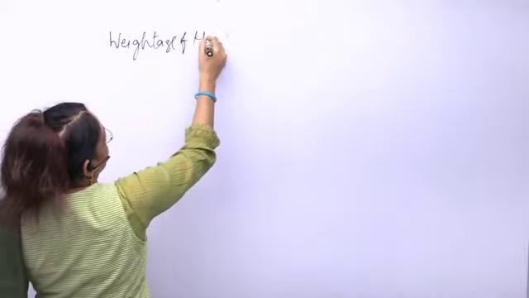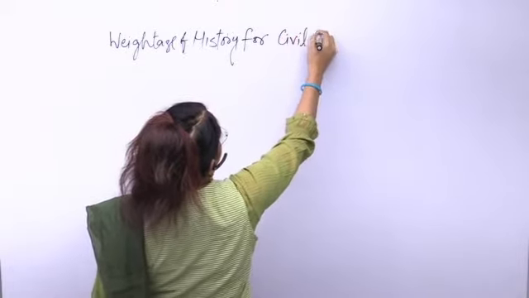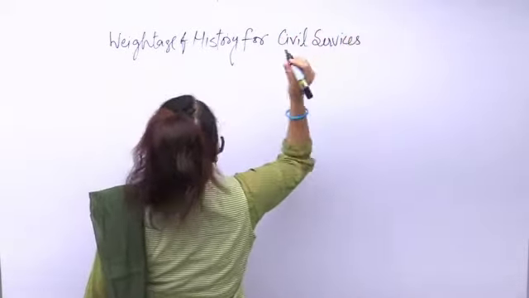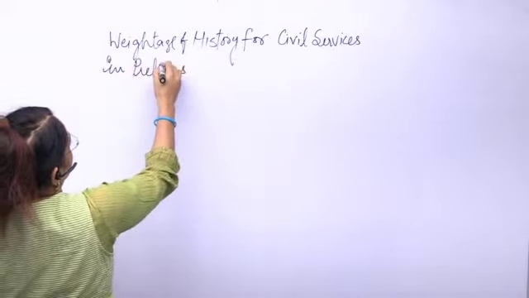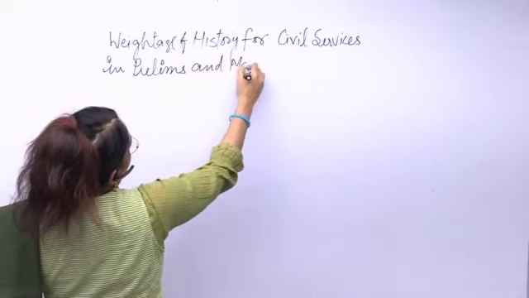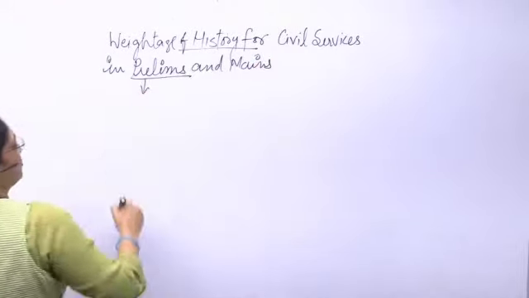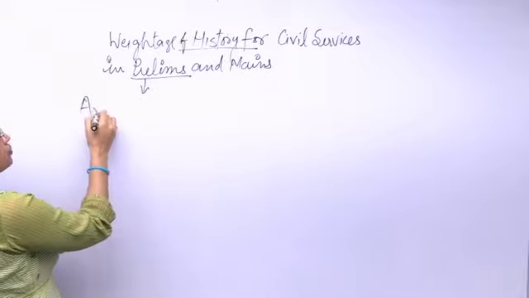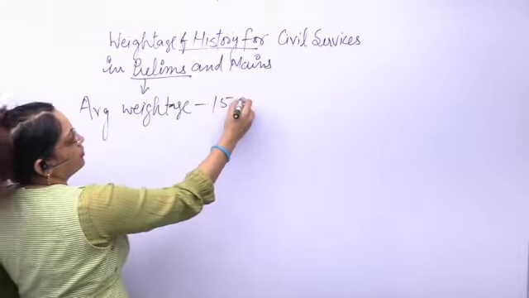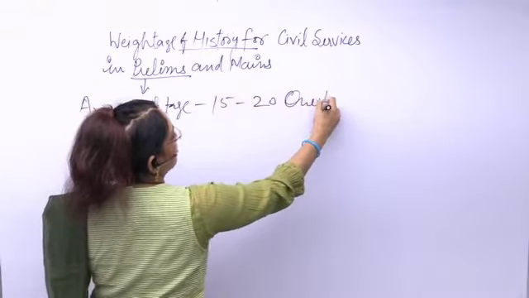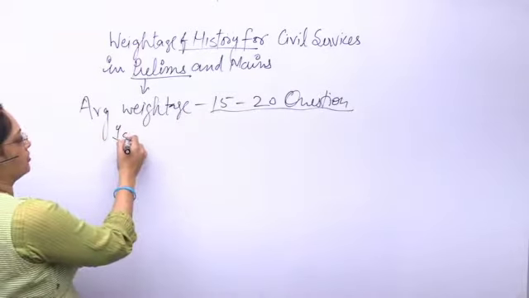history for civil services in prelims and mains. So first of all, we have to understand the importance of history from the prelims point of view, right? The general or average weightage is 15 to 20 questions, right? And basically history topics are covered in the mains exam in the first paper, right?